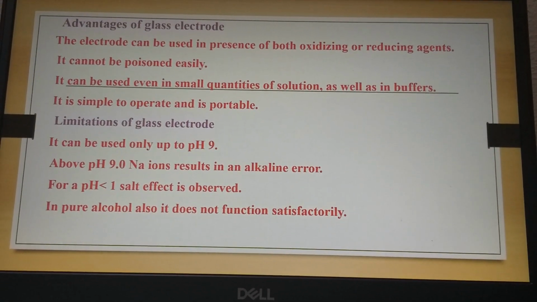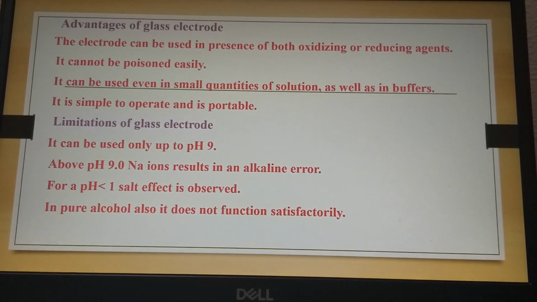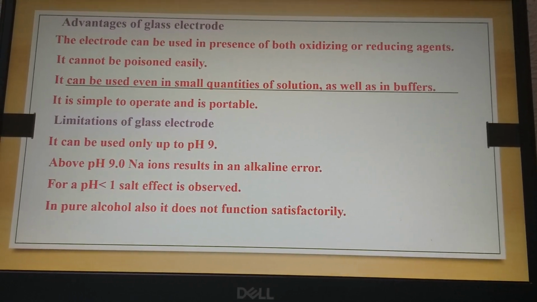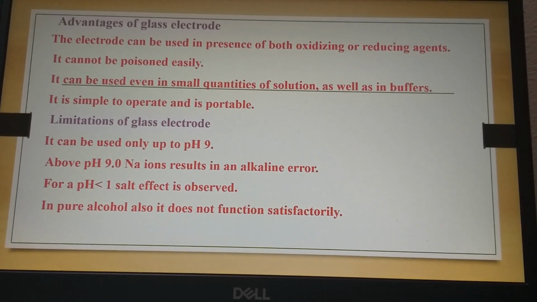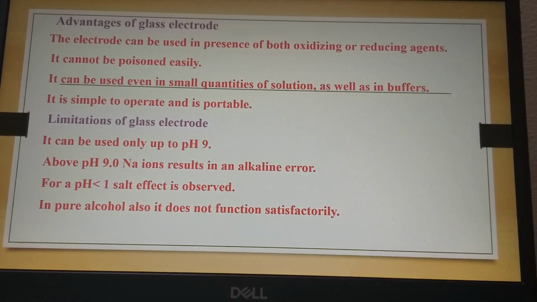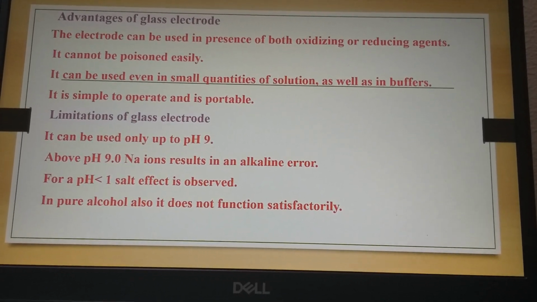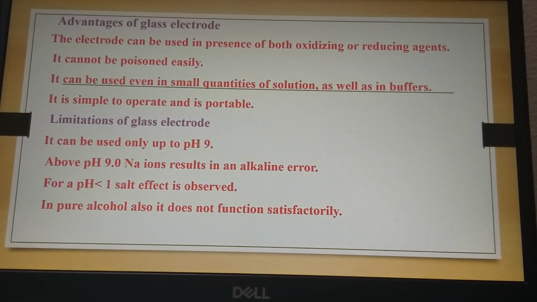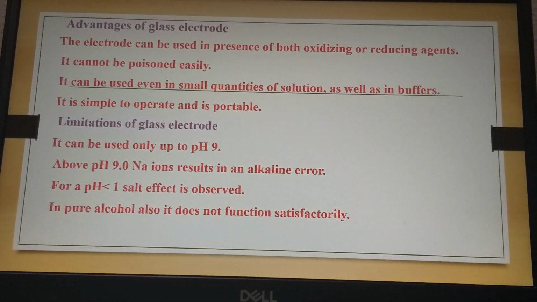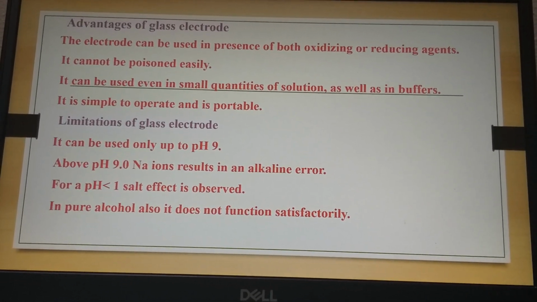Let us see the advantages of the glass electrode. The glass electrode can be used in presence of oxidizing as well as reducing agents. It cannot be poisoned easily. Even small quantities of test solution can be used for the determination of its pH. It can be used to determine the pH of buffers also. It is very simple to operate and it is very portable.